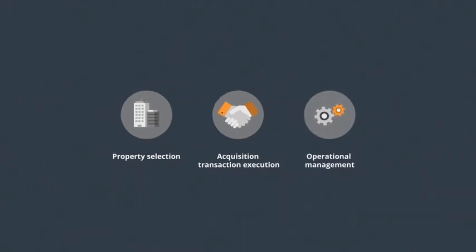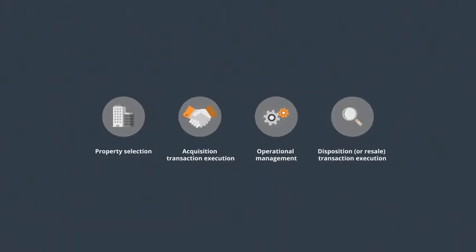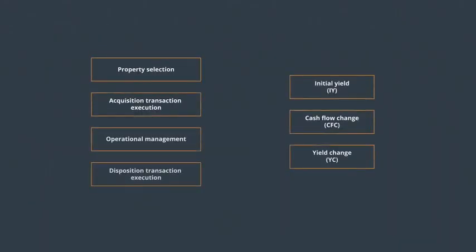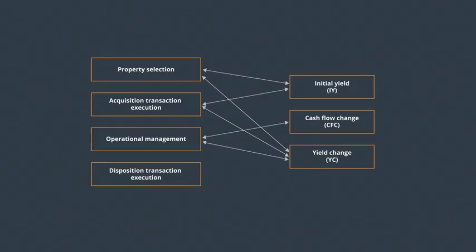Operational management, that is, managing the property well while it is being held. Disposition or resale transaction execution, which includes finding a good buyer who will pay a high price, which equates to a low yield for the property. Property selection and acquisition transaction execution are particularly related to and reflected in the initial yield or IY component and the yield change or YC component. Operational management is particularly related to and reflected by the cash flow change or CFC and the yield change components. Disposition transaction execution is particularly related to and reflected by the yield change component.